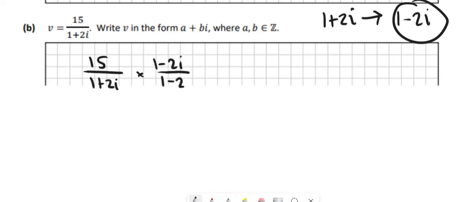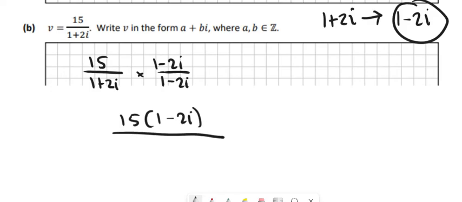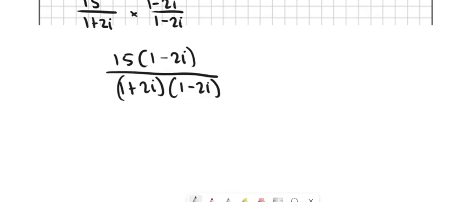over 1 minus 2i. The top bit will just be 15 times 1 minus 2i. Bottom part will be double brackets, so 1 plus 2i, 1 minus 2i. Then top part, you're just multiplying the 15 in, so you get 15 minus 30i. The bottom, I'm going to multiply. There's different ways of multiplying out double brackets, so do it whatever way you know. But I'm going to do everything by everything.